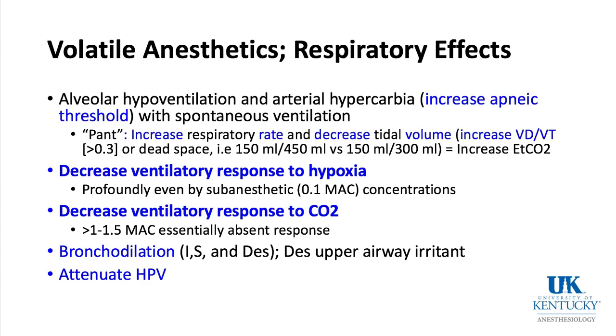Also, the ventilatory response to carbon dioxide is affected by volatile anesthetics, but it takes more of the volatile anesthetic to block that CO2 response. So it's the hypoxic response that takes very little to profoundly affect. More of the volatile anesthetic is needed to affect the CO2 response, which is if the CO2 goes up, we should hyperventilate, and under volatile anesthesia, we do not hyperventilate as much. The volatile anesthetics are bronchodilators, iso and des, of the lower airways, and we know that desflurane is the classic one for irritating the upper airways. The volatile anesthetics also are vasodilators and can attenuate hypoxic pulmonary vasoconstriction.